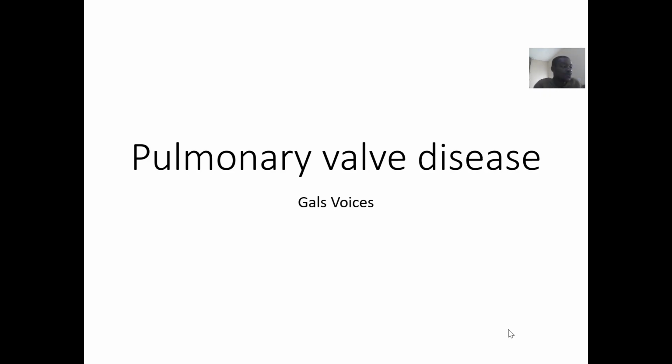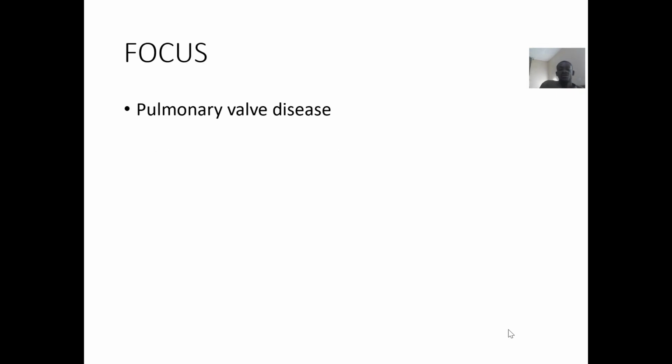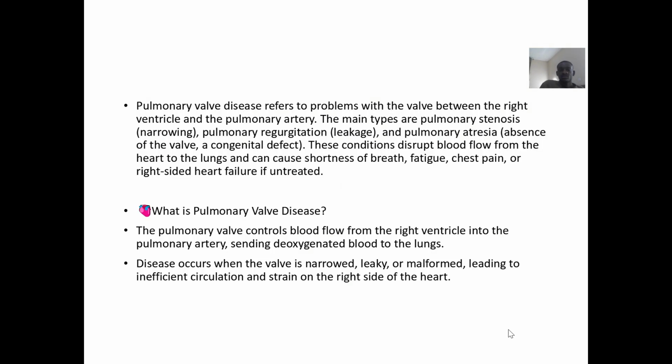Just like we spoke about all the disease conditions that could occur to the tricuspid valve, we are taking that same energy to the pulmonary valve. So we'll be talking about the pulmonary valve diseases, all the types of medical conditions that could actually go wrong with the pulmonary valve.